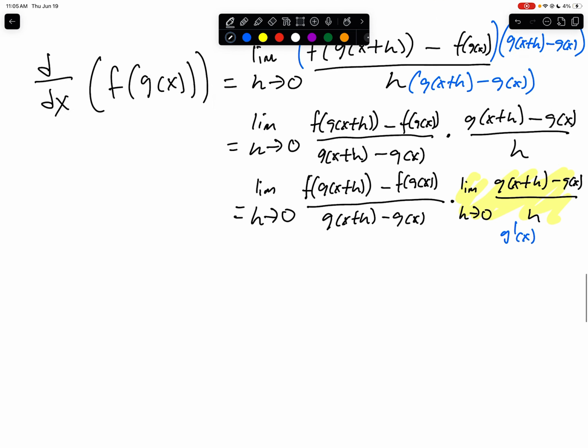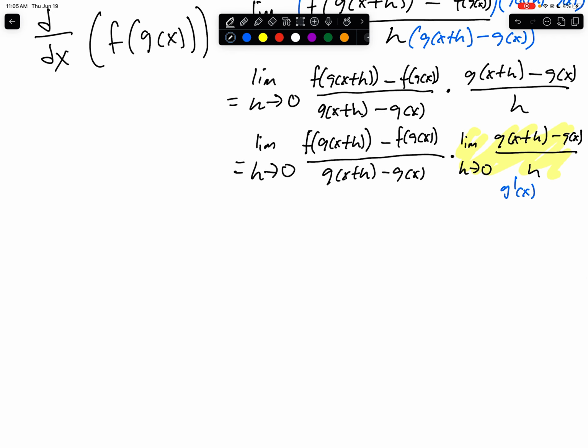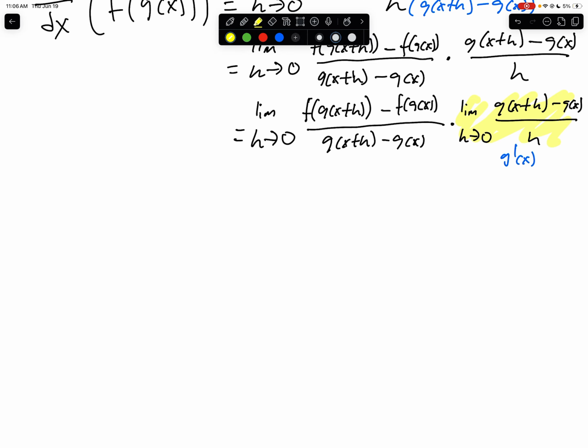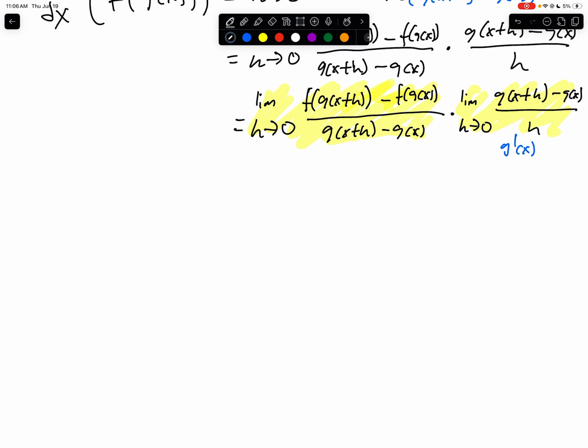Well, I'm just going to use Lagrange's notation here. I'm not going to use Leibniz's notation. So we have g prime of x here, but what are we going to do about this guy here? So this is kind of an interesting case. How are we going to deal with this kind of composition of functions? Well, I'm just going to let this denominator here, g of x plus h minus g of x, equal to, I don't know, c, okay?